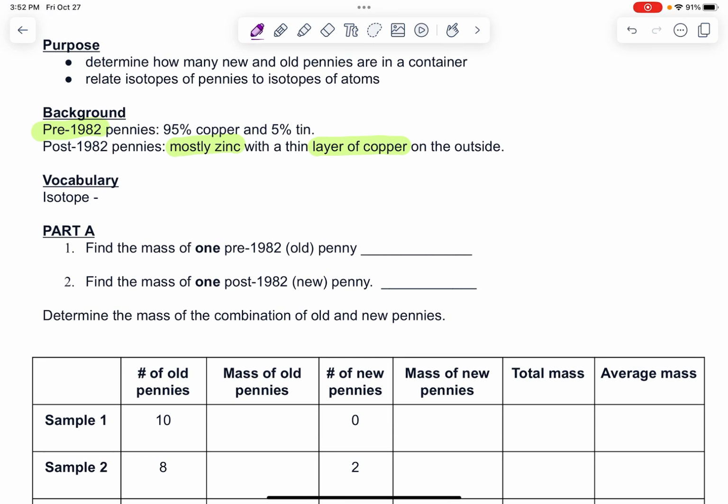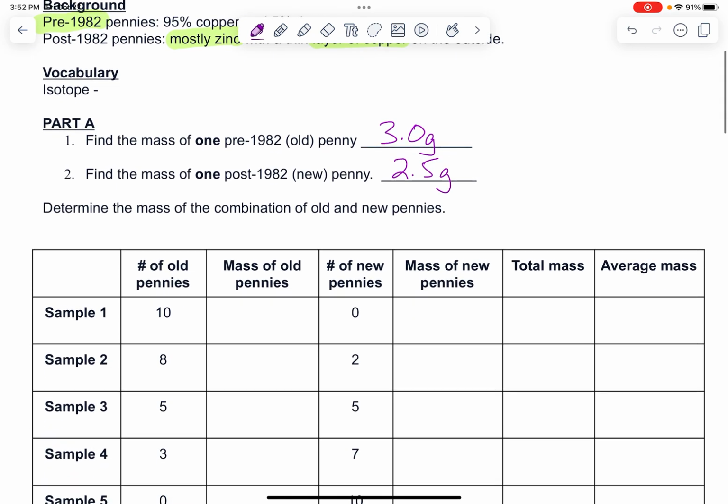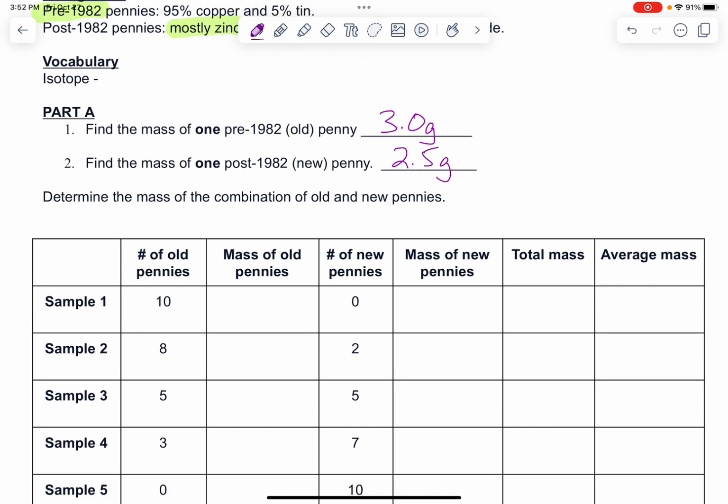First thing I asked you to do is find the mass of one older penny, and they weigh about 3 grams. When we find the mass of a newer penny, they're about 2.5 grams. And so what we're going to do is think about what if we had a mixture of 10 total pennies, and what would that mass look like?